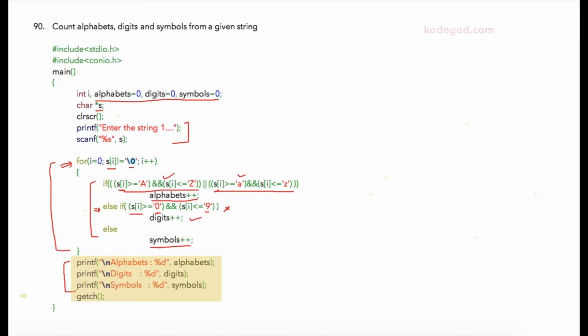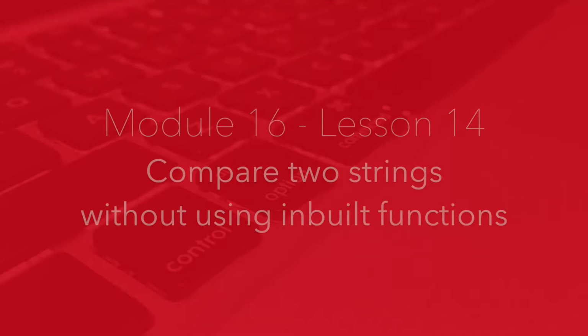We will check whether it is a digit. So we are checking current character greater than or equal to character value 0, or it is less than or equal to character value 9. If this condition is true, we are going to increase digits by 1, and else if this condition is also false, that means the current character was a symbol. So we will increment symbols by 1. So these conditions will be tested for all the characters which are present in our string. So when current character is a null character, this for loop will be completed, and at the end of the for loop we will have count of alphabets, digits and symbols, so that we will print using these printf statements.